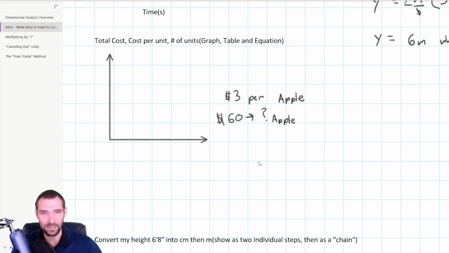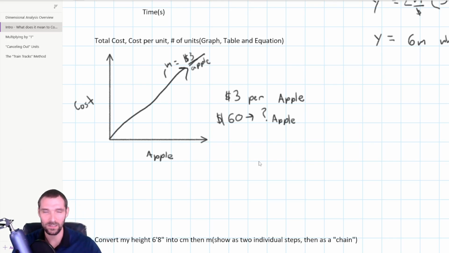You could also think about this as a linear relationship where you have the apples and the cost. And so this slope right here, this m, that's equal to the $3 per apple. And just a reminder, when you say per, you could write it next to it with a dash, or you could write apples underneath in the denominator. The reason it's in the denominator is because we're canceling out that unit.